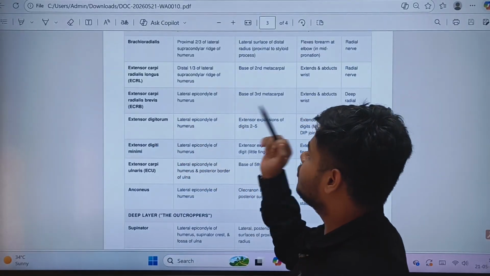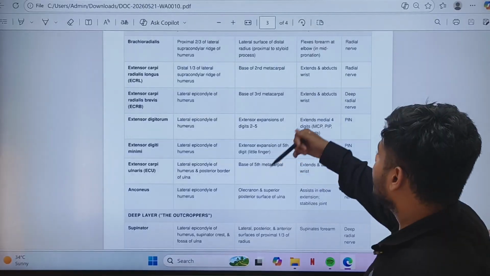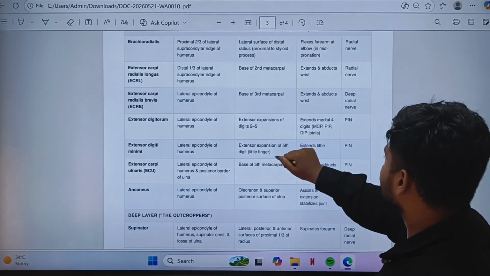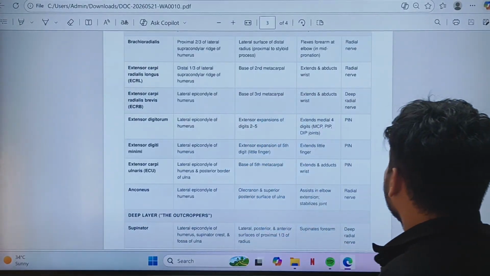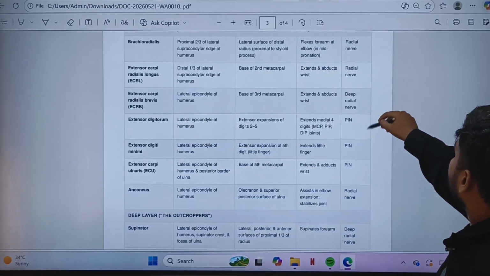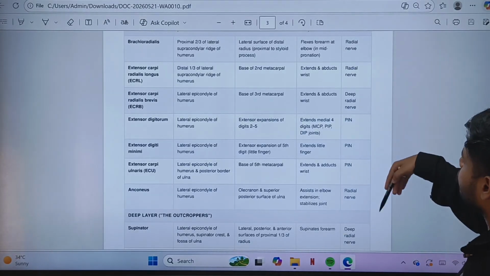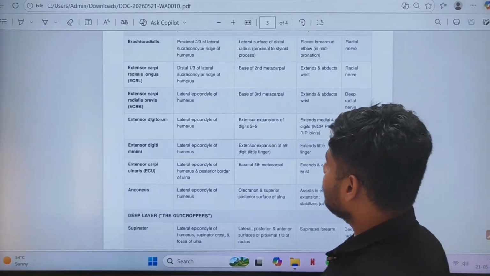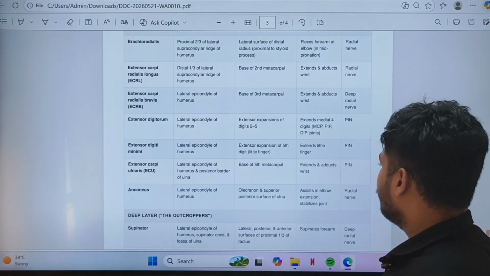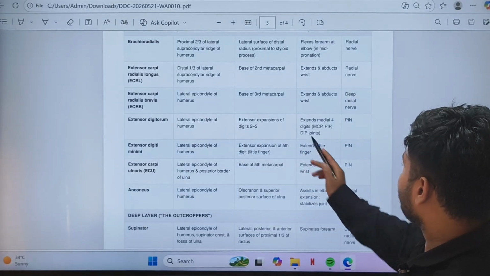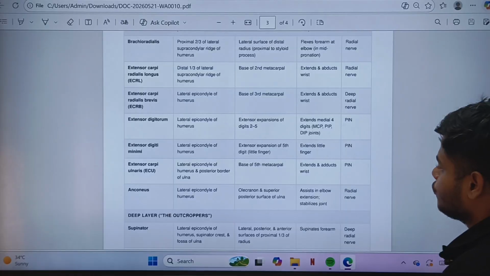Then there is extensor digitorum. It originates from the lateral epicondyle of the humerus and inserts on the extensor expansions of the second to fifth digits, and it is innervated by the posterior interosseous nerve. PIN means posterior interosseous nerve, it is the short form. Then comes extensor digiti minimi, which originates from the lateral epicondyle of the humerus and inserts on the extensor expansion of the fifth digit. It is also supplied by the posterior interosseous nerve.